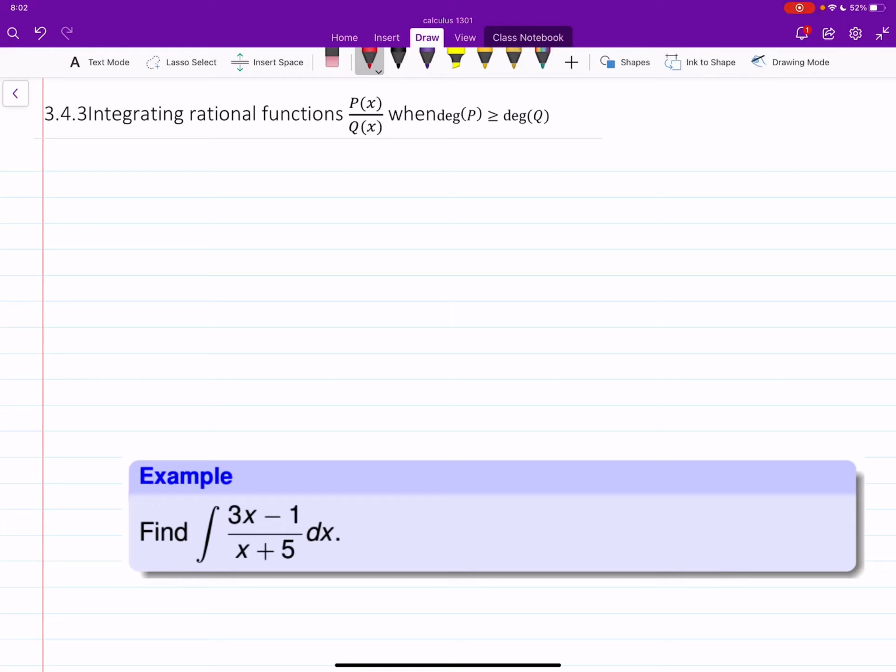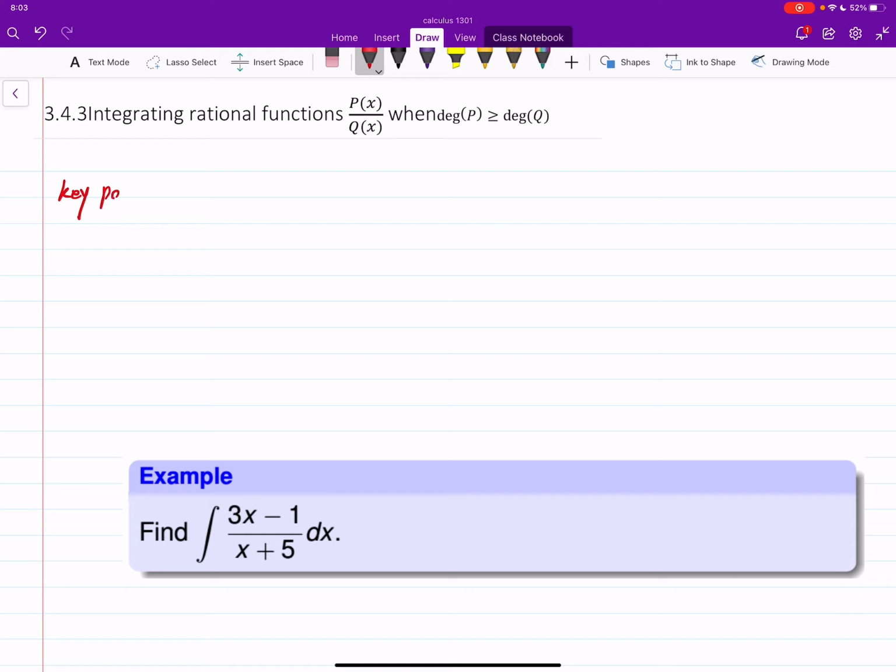Hello everyone. In this video, we will learn how to start integrating a rational function when the degree of the numerator is bigger than or equal to the degree of the denominator. It doesn't matter what you will use in the next step; this must be the first step. You have to reduce in some way the degree of the numerator to less than the degree of the denominator.